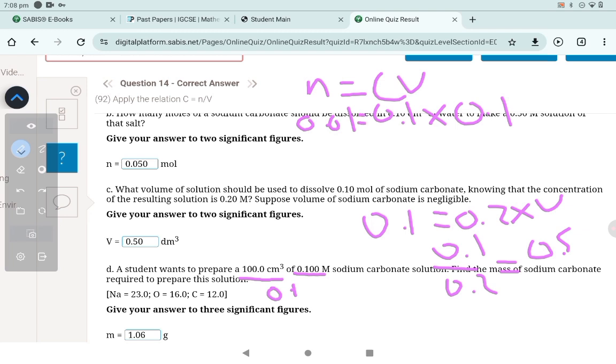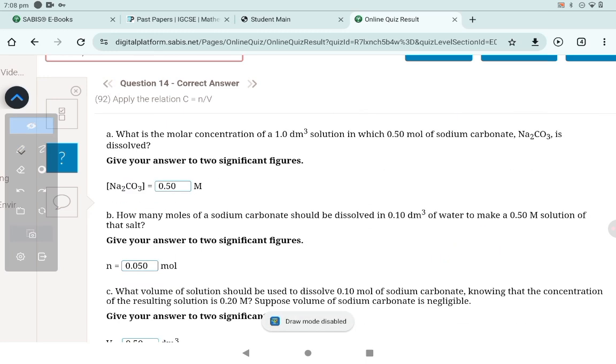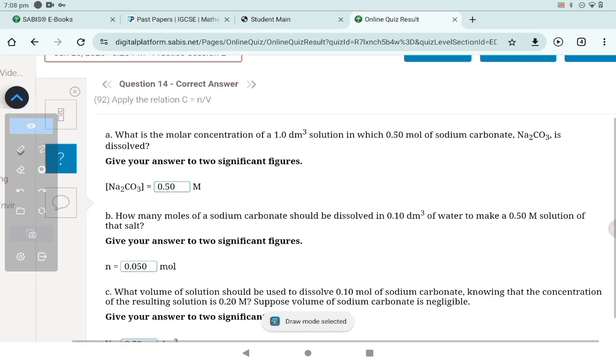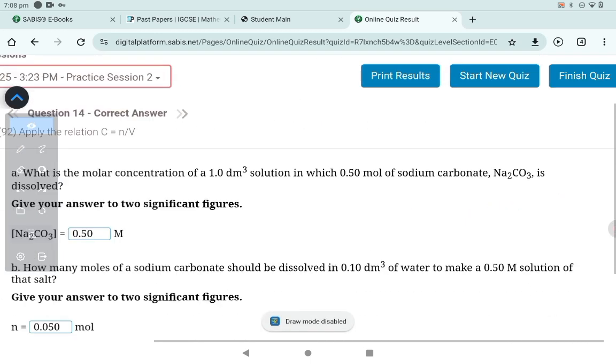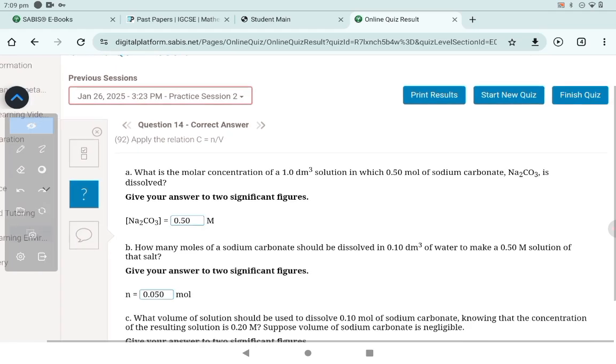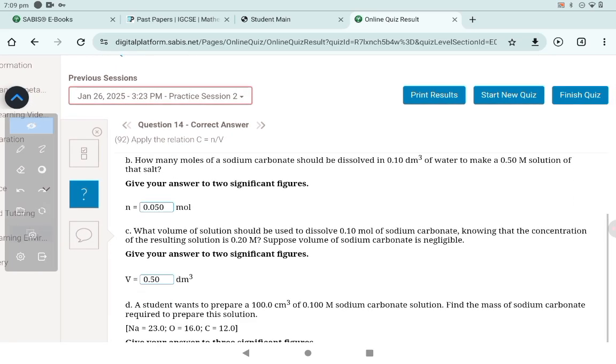Okay. So we have the moles. To find mass, we just have to do molar mass times moles. And the molar mass of sodium carbonate, Na2CO3, as shown over here, is two sodium, 1 carbon, and 3 oxygen.